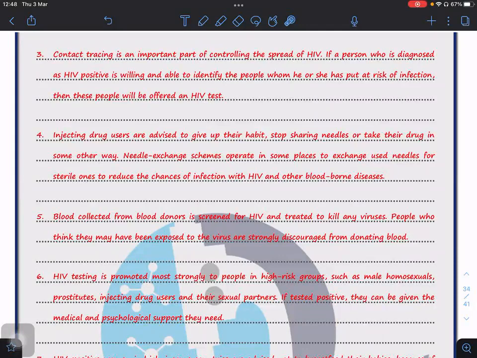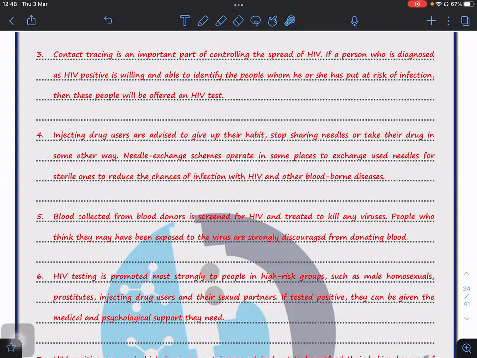Injecting drug users are advised to give up their habit and stop sharing needles. In some countries, the government actually gives them free needles. So again, it creates a debate, an argument here. Should we give them free needles? We call these needle exchange schemes. They give us the used needle, we give them a new needle, because they are drug addicts and don't have the capacity to buy new needles. So in this case, to stop HIV, we give them new needles. This is what we call the needle exchange scheme. But again, is it a good idea? Because now we have to balance between drug addiction and HIV.